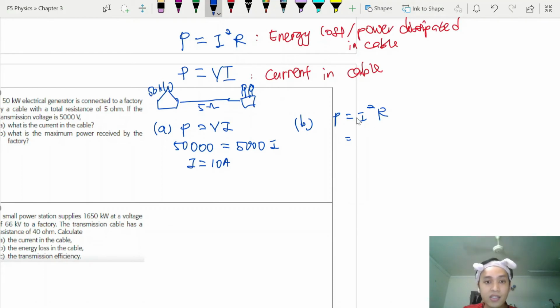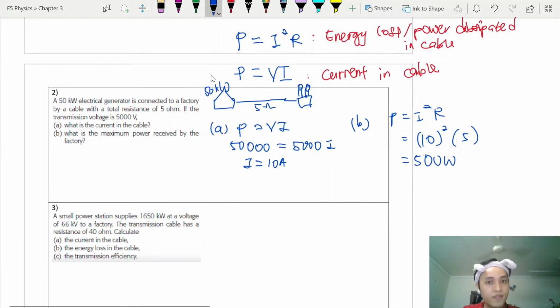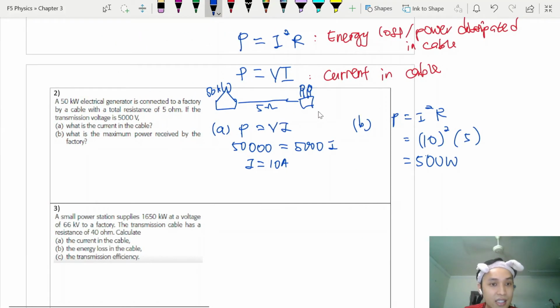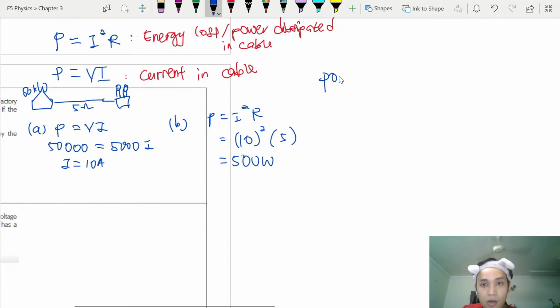So the I here is the current in the cable, from this value here. So it's 10 squared multiplied by the resistance here, which is 5. So this one will be 500 watts. In other words, of the 50 kilowatts, 500 watts is being released as heat. So 500 is lost. So the only remaining that reaches the factory is, I write here, power received.